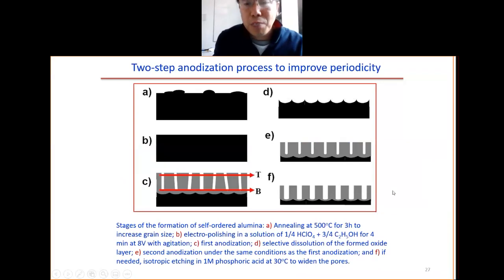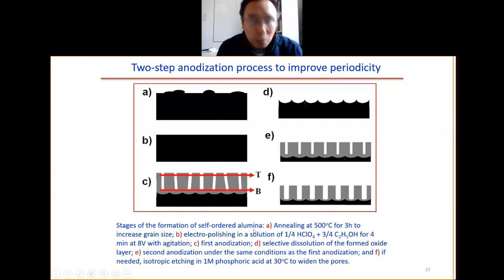As we have seen for block copolymer self-assembly, sometimes we want guided growth, aligned growth, and long-range ordering. So we want very good periodicity. We want to improve the periodicity. How to do this? One way is the so-called two-step anodization process. I think this is a very smart idea. You do not need to do any lithography. You just do a wet chemical process and get pretty good periodic nanopores.